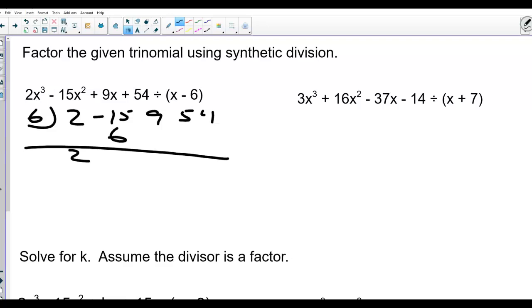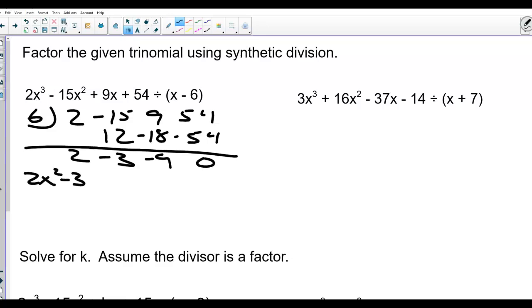Drop the 2, we get 6 times 2 is, oops. Sorry about that. We drop the 2, 6 times 2 is 12, we get a negative 3. Negative 3 times 6 is negative 18, we get a negative 9. Negative 9 times 6 is negative 54, we get a 0. So 2x squared minus 3x minus 9.